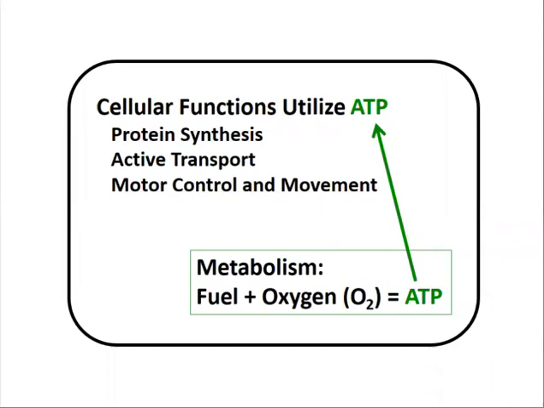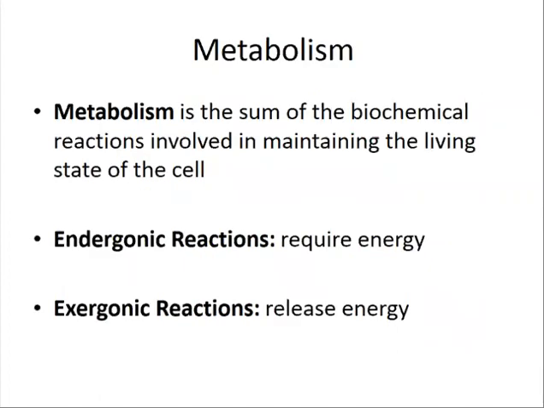So the body uses different fuel sources, for example, carbs, fats, and protein, and breaks them down and uses them to generate ATP. This process is known as metabolism. Metabolism is the sum of the biochemical reactions involved in maintaining the living state of the cell.